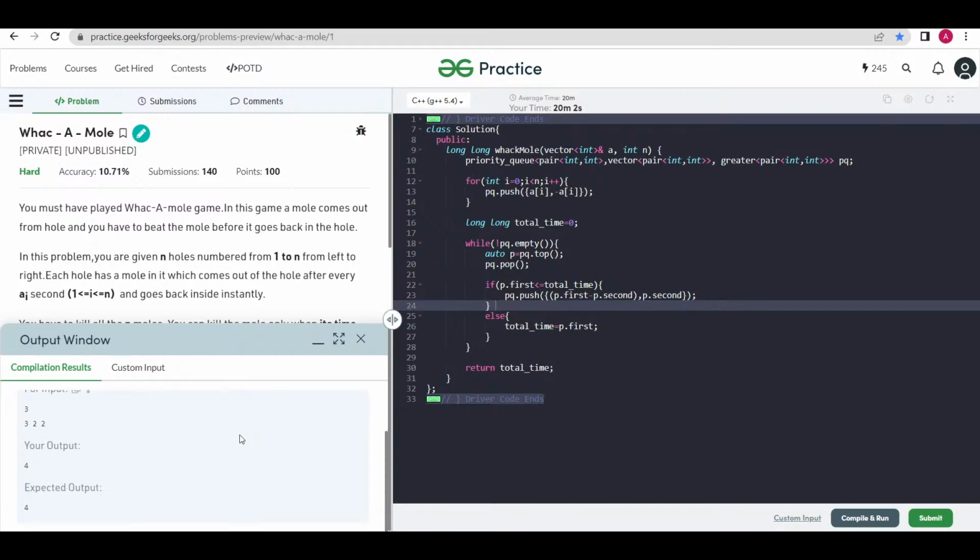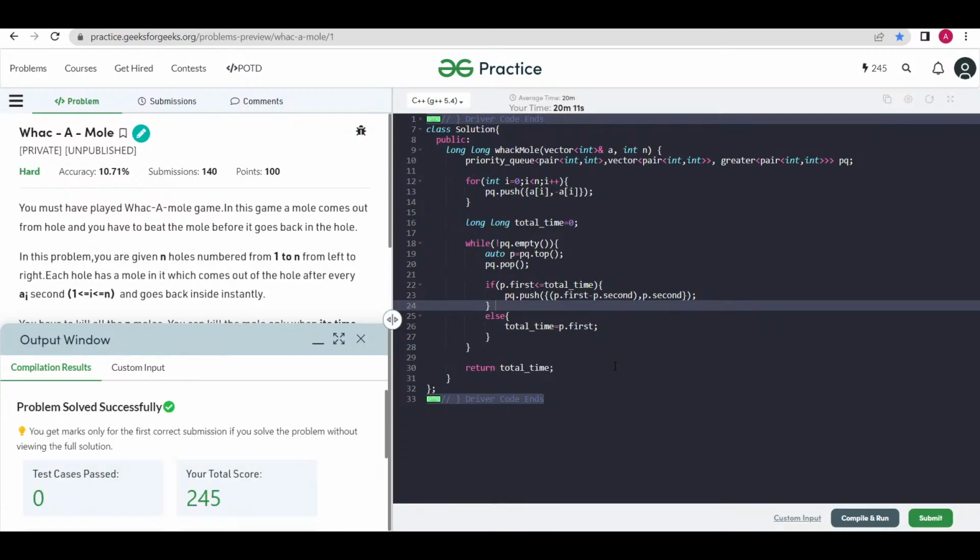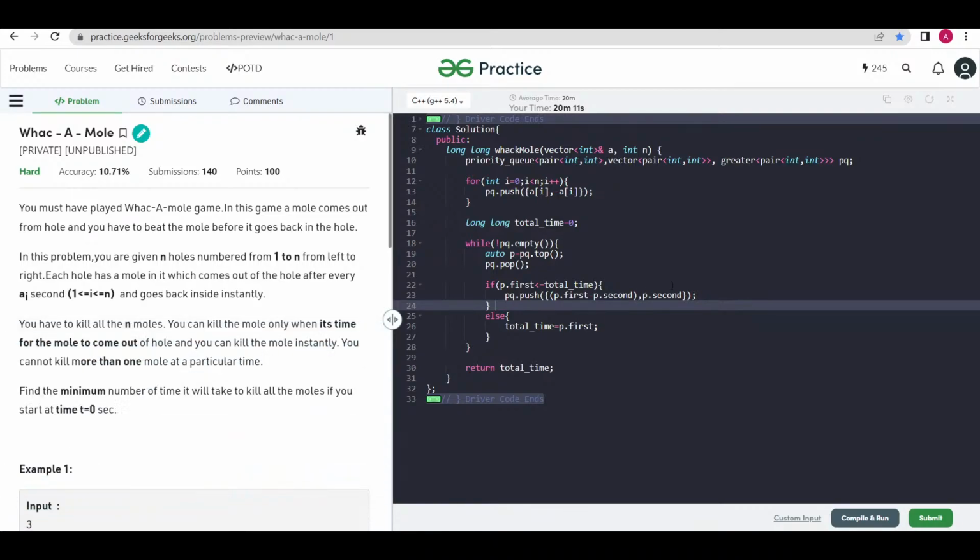So for compilation it is okay, that is, our output and the expected output are the same. So let's submit it. Yes, for submission also it is okay. So I think it is clearly understood, the question.